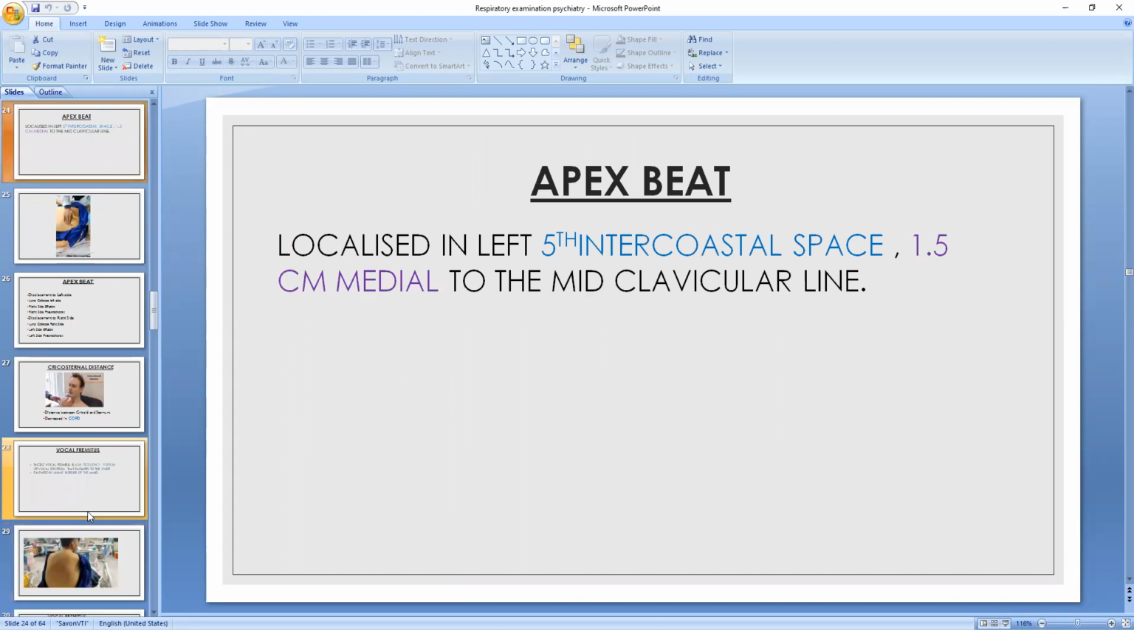Apex beat. Apex beat can be localized in the fifth intercostal space, 1.5 centimeter medial to the mid-clavicular line. Here is a video depicting how to detect the apex beat.